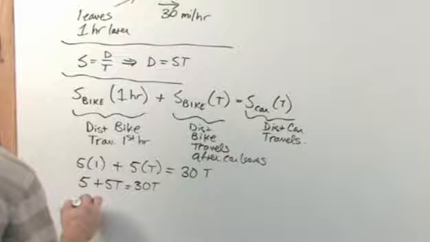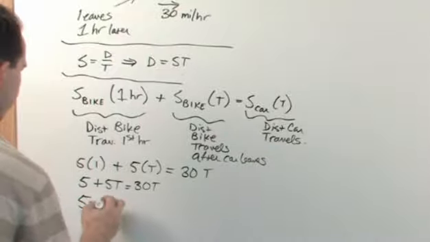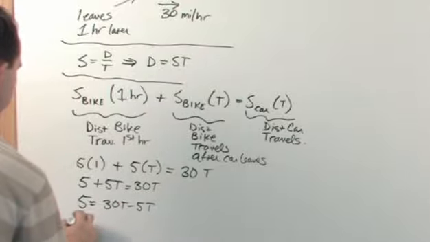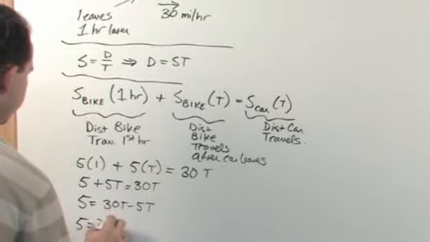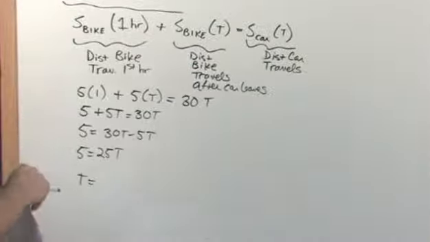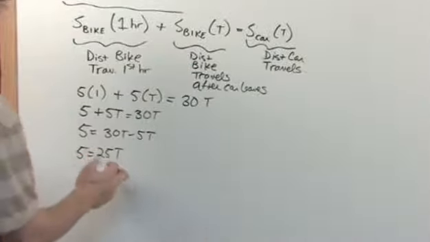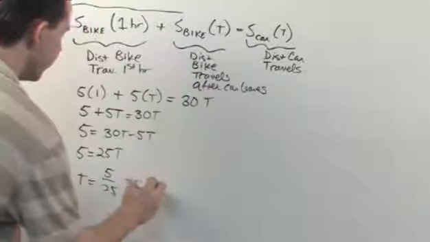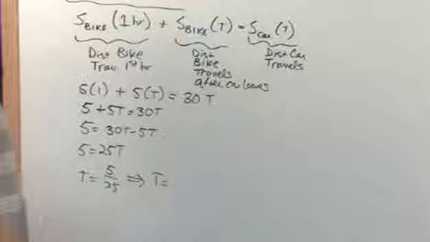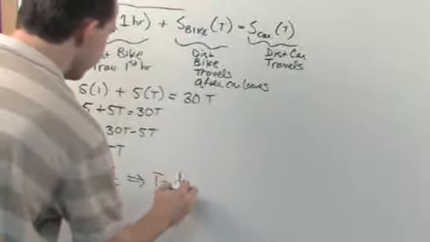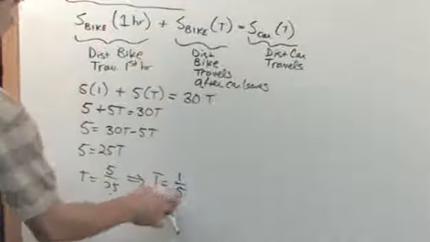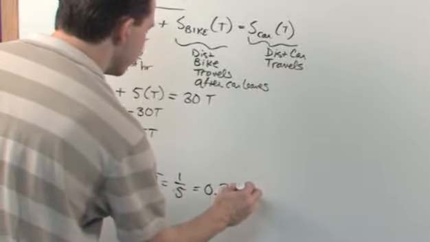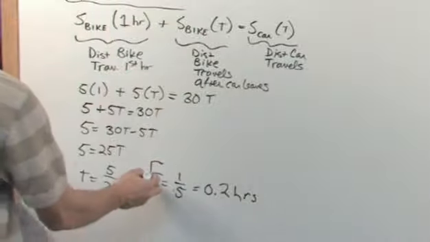And what we're going to do is say 5 is equal to, we're going to move this 5t over here, 30t minus 5t. So we'll have 5 is equal to 25t. Then finally, we divide both sides by 25 to get t by itself. So 5 divided by 25. So t is equal to 1/5 of an hour, which is 0.2 hours. So that's the total time traveled.